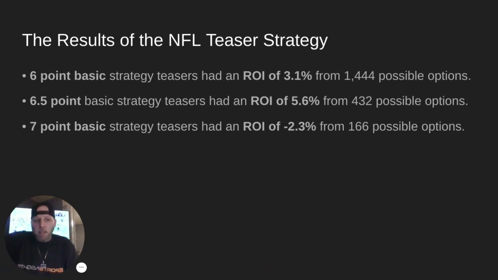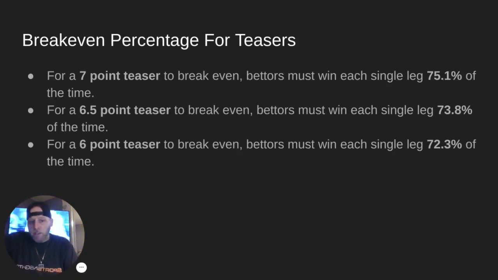A 6.5-point teaser has an ROI over 5%. And if you notice, the 7-point teaser has a negative ROI. That extra point doesn't help because you're often laying minus 130, and that ends up adding up and cutting into your edge. And for the 7-point teasers, you must win each leg 75% of the time just to break even. And remember, you have to win both games in a teaser, and most books grade pushes as losses. So we want to stick with the 6 and 6.5 point teasers based on this historical data.